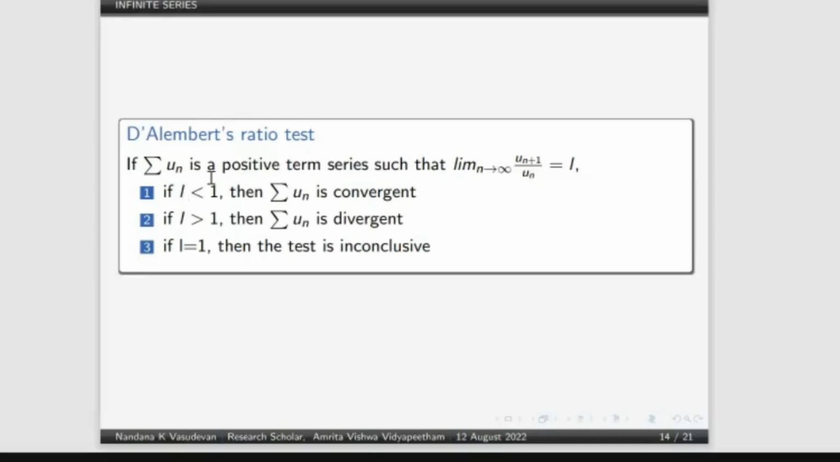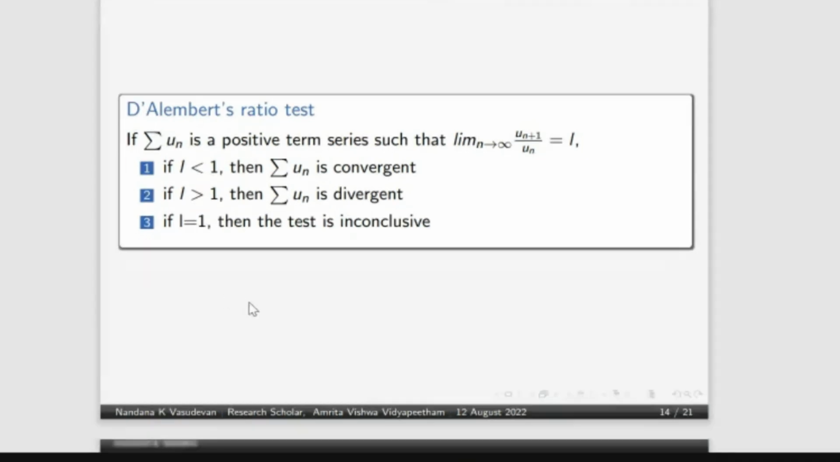So if L is less than 1, we can say that the series is convergent. And if L is greater than 1, we can say that the series is divergent. And just like the root test, if L equals 1, then the test is inconclusive. Just like I told in the very beginning, we have tests like Raabe's test, logarithmic test and so on, which are used when the ratio test is inconclusive, that is, when we get L equal to 1.